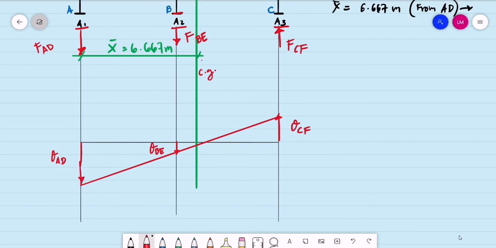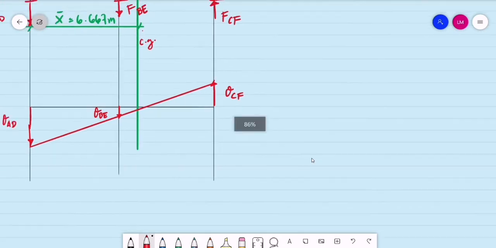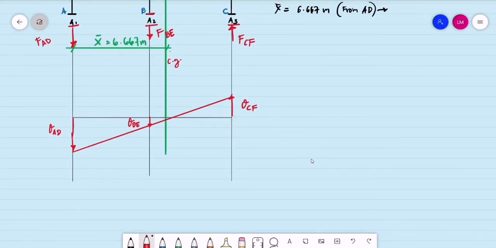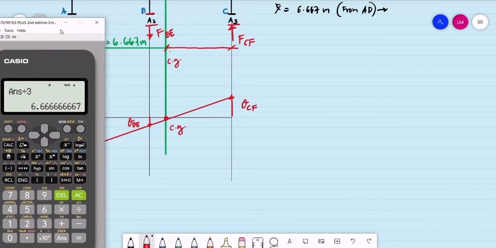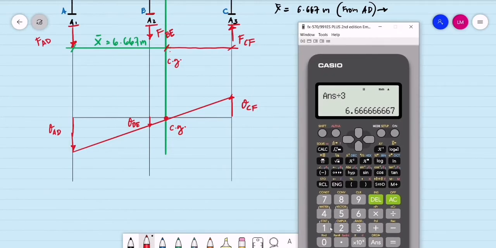And then we are to take the relation of these stresses with respect to their distance from the centroid, or the center of gravity, of these three columns. So we have 6.667 from the left. What about from the right? What is this distance? We have a total horizontal distance of 14 meters.